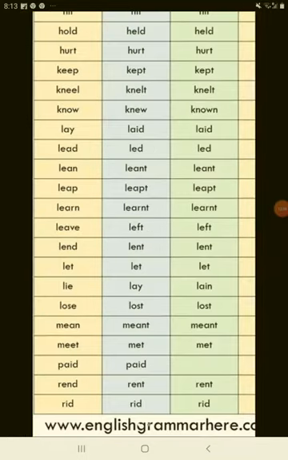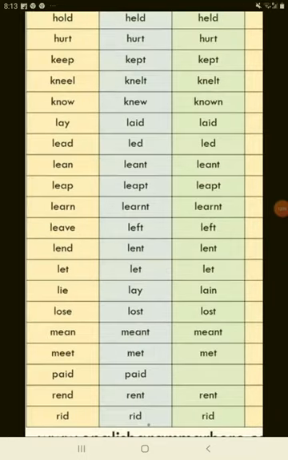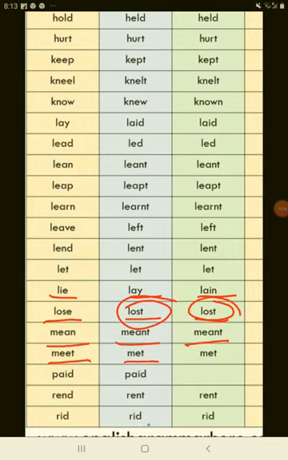You have lie, lay, lain, lose, lost, lost. So there is no change here. There are some verbs which remain the same. Mean, meant, meant, meet, met, met, paid, paid, and here this is blank. Then rent, rent, rent, rend, and rid. Now this does not change in any of this. He got rid of it.